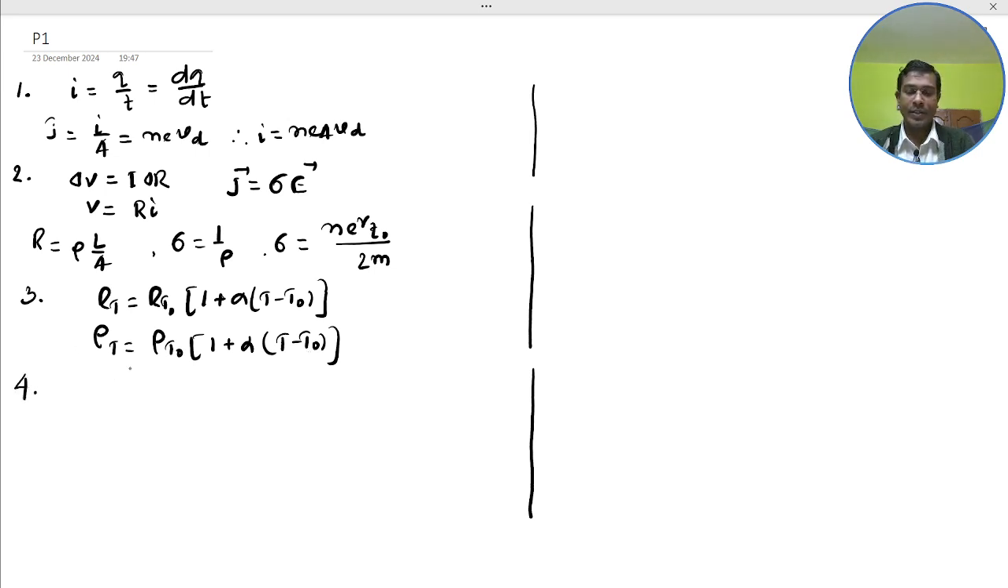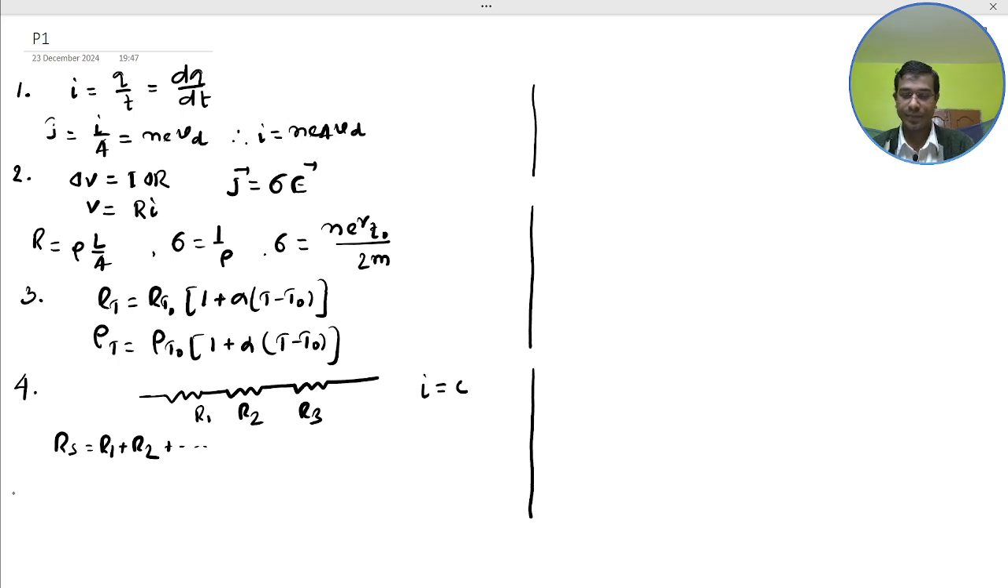Go ahead, our next topic is combination of resistances, first the series combination. This is R1, R2, R3, and the current I is fixed for series. Here R series is equal to R1 plus R2 plus so on, and the voltage V becomes V1 plus V2 plus so on.